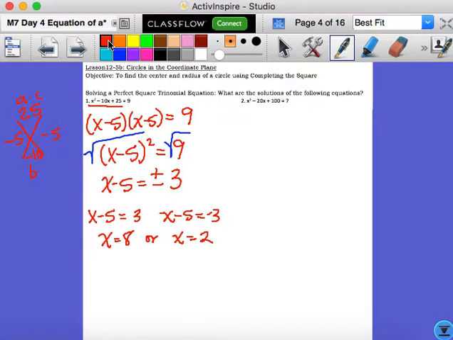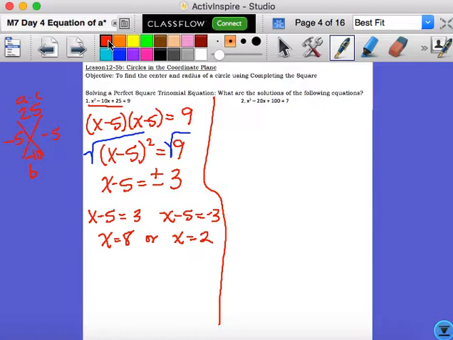So this is just another way to solve a quadratic: if you have a perfect square trinomial on the left side of your equal sign, you can factor it, take a square root, and end up with your two solutions. So let's try one more together, and then we'll get a little closer to talking about what this has to do with circles.